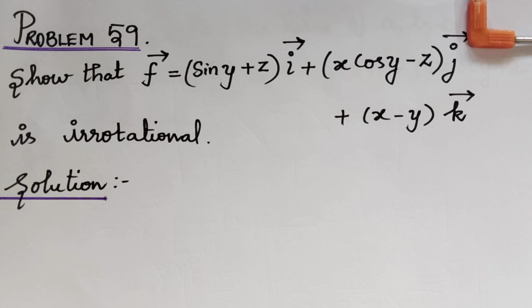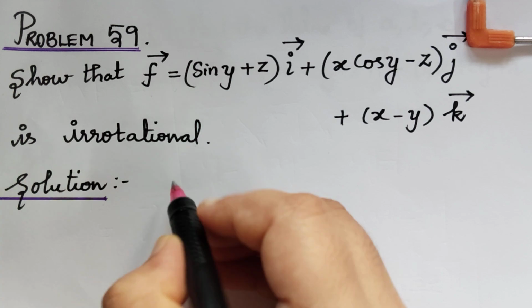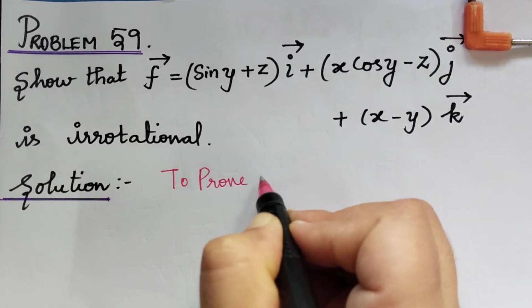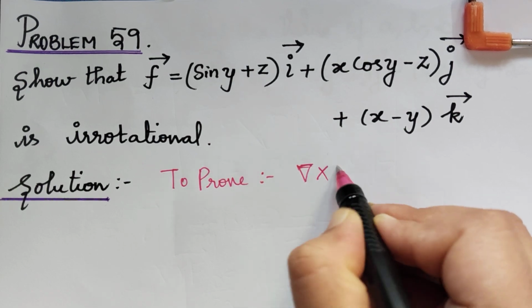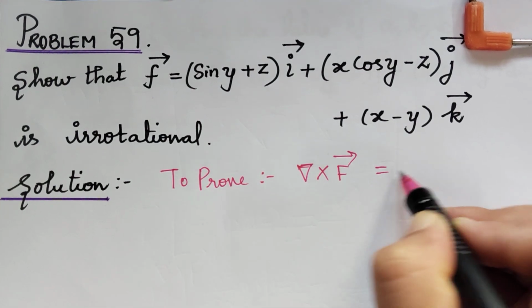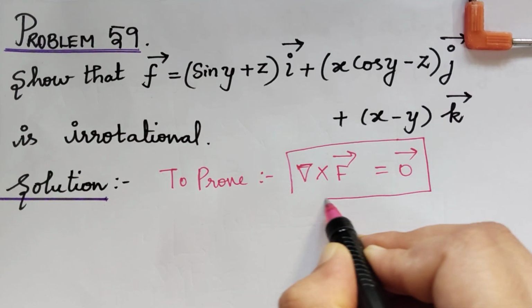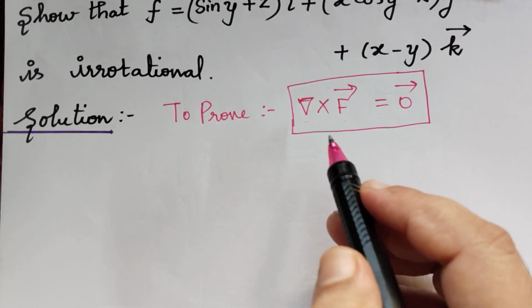So here we have the next problem. Show that the given vector f vector is irrotational. So in order to prove that f vector is irrotational, we have to prove that curl of f vector, which is given by nabla cross f vector, is equal to 0 vector. So in order to prove that it is irrotational, we have to prove this. So to prove this, first we will calculate what is nabla cross f vector.